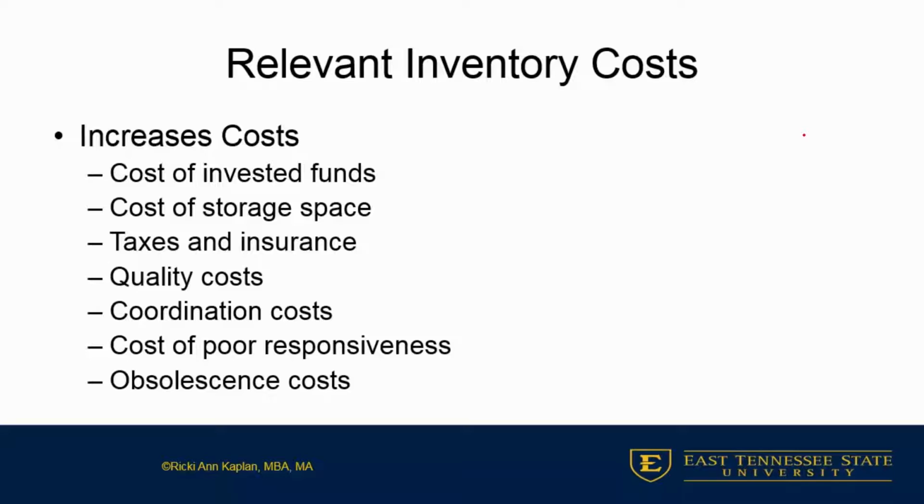Obsolescence cost. This here goes right in there with the cost of poor responsiveness. Things become obsolete. Things go bad. What happens if you order strawberries? Do you want to order strawberries that you're going to use a whole year? They don't last that long in the fridge. They're going to rot. They're going to get moldy.